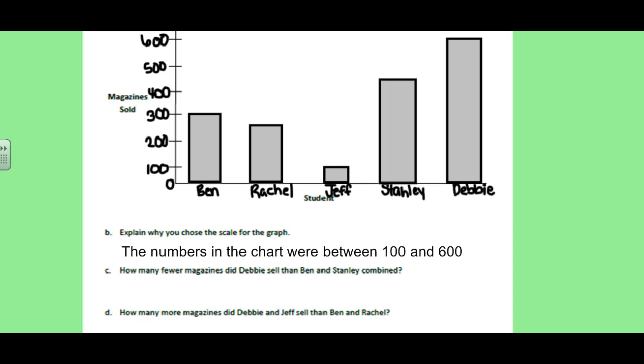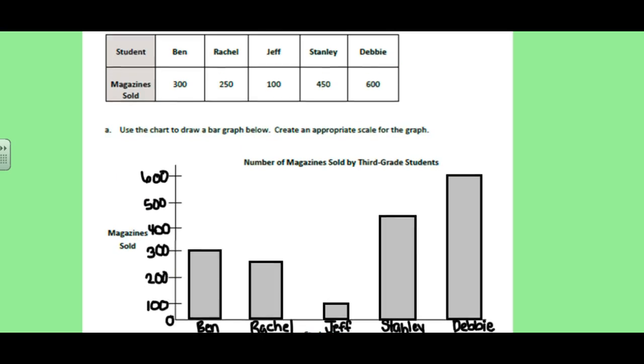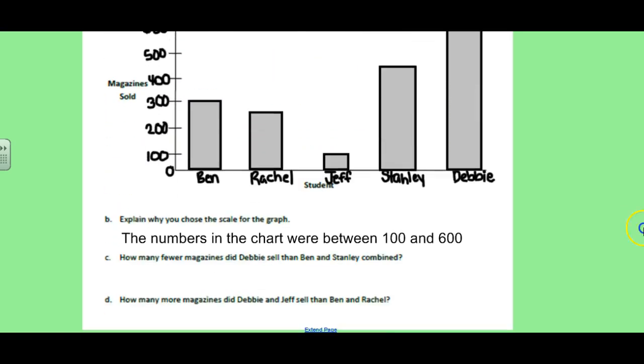How many fewer magazines did Debbie sell than Ben and Stanley combined? So here's that word combined again, and I know it doesn't say how many more, it says how many fewer, but we're still going to be working with that same type of problem that we did on the concept development. So we're going to have two different equations that we're going to write for part C, and you also need to answer part C in a complete sentence. So we've got to combine Ben and Stanley. I know that looking up here at the chart, Ben was 300 and Stanley was 450.